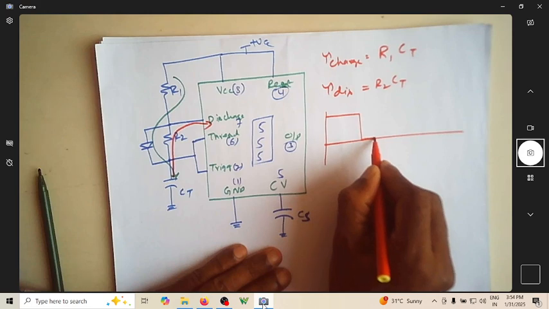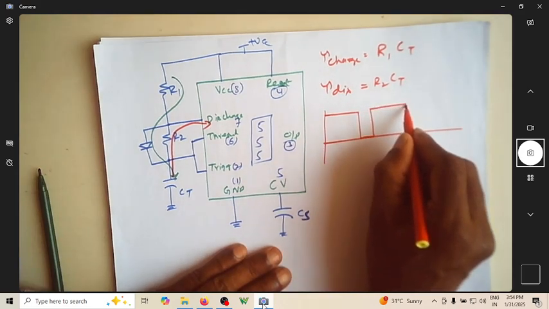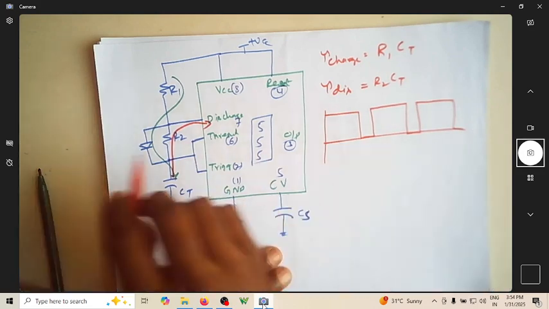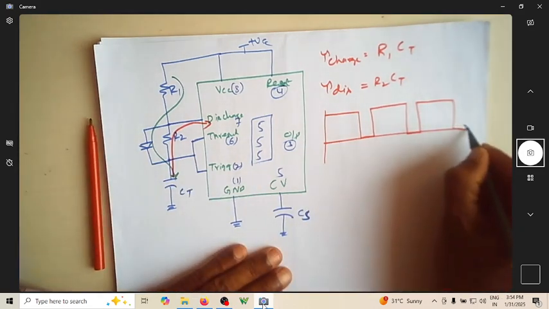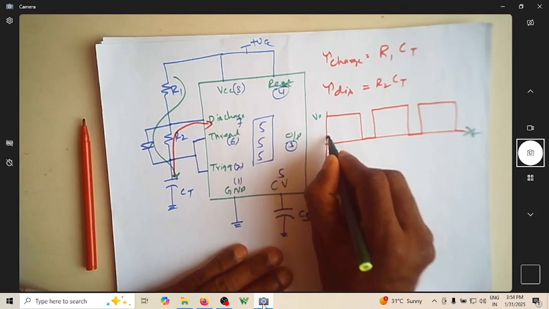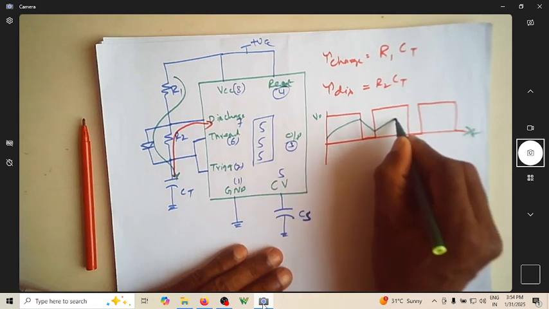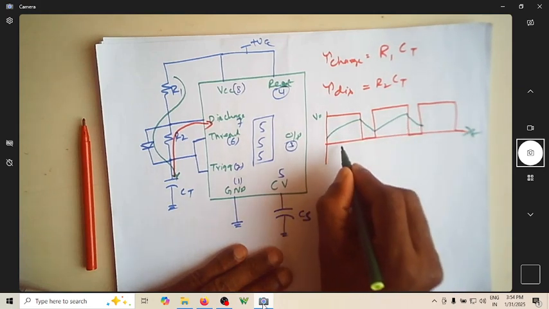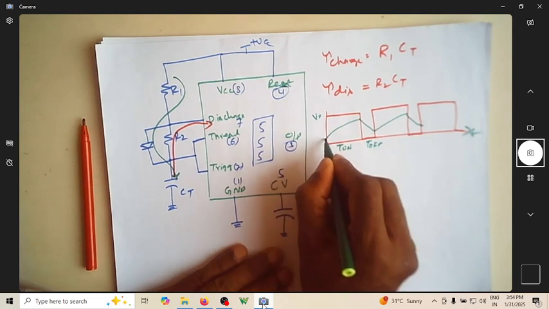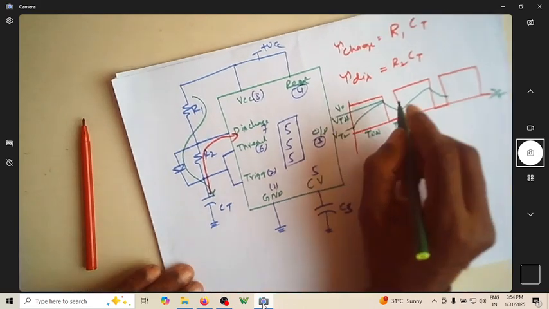I can make the duty cycle very small, or very high. Now this is a large duty cycle. This is what is happening with respect to time. This is V0. This is going up to VTH, and will come down to VTL. This is VTH. This is VTL. This is T on, T off. This is VTL. This is VTH.